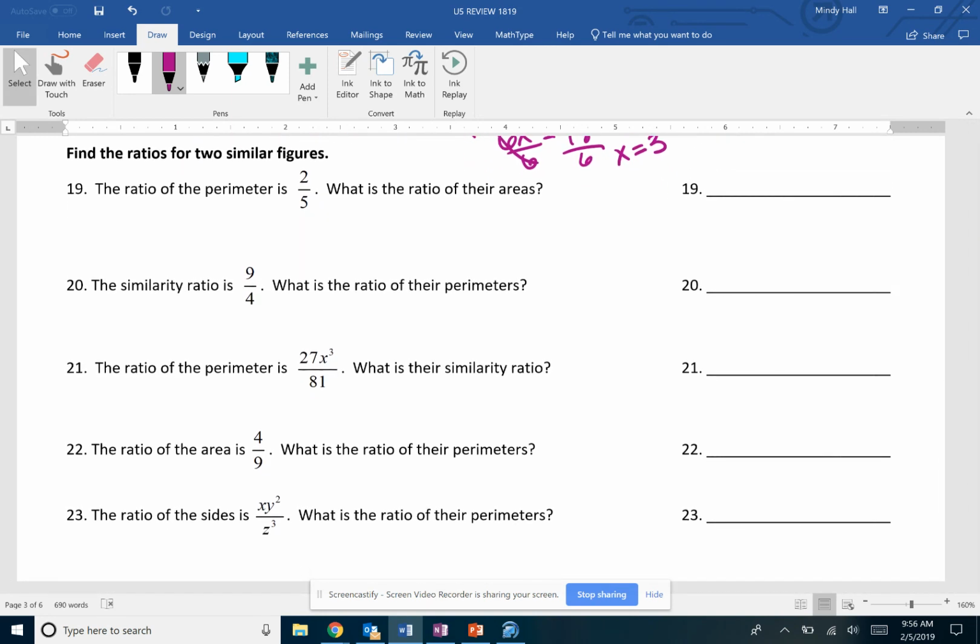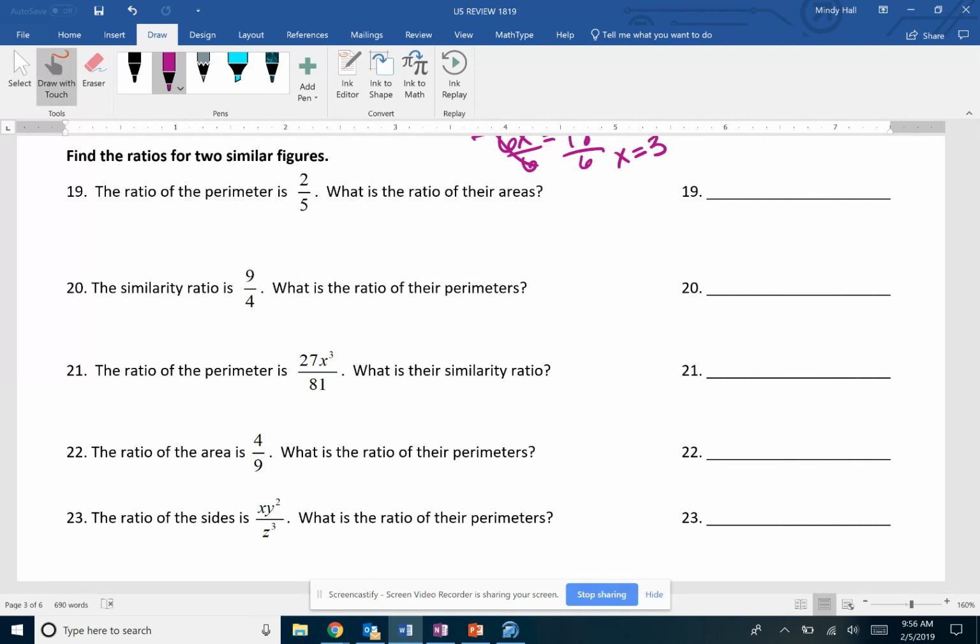So, finding the ratios of similar figures. Remember, the similarity ratio and the perimeter ratio will be the exact same thing, but the area ratio is your similarity ratio squared. So, looking at this, we know that the ratio of the perimeter is 2/5. Even though they don't ask for it, the similarity ratio would also be 2/5. But since we want the ratio of the areas, you're going to square it. So 2 over 5 squared equals 4 over 25.